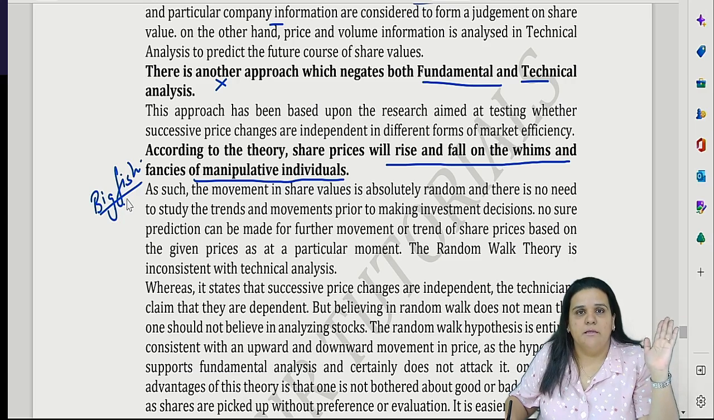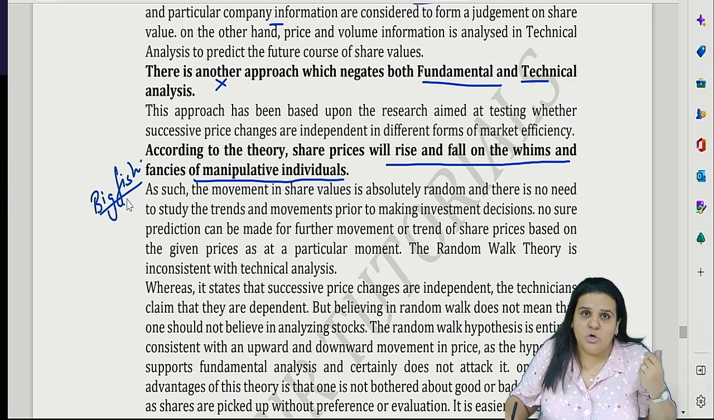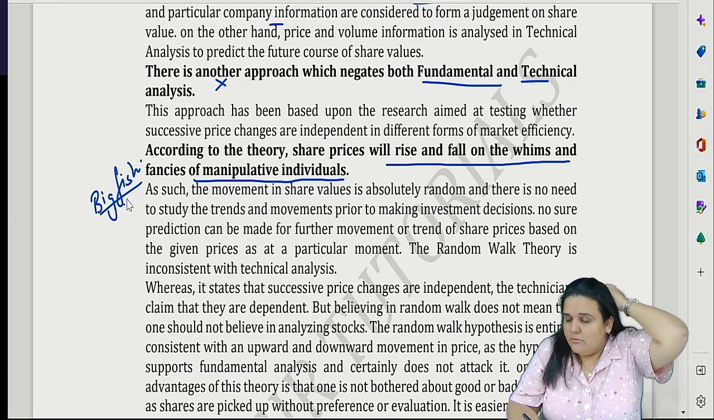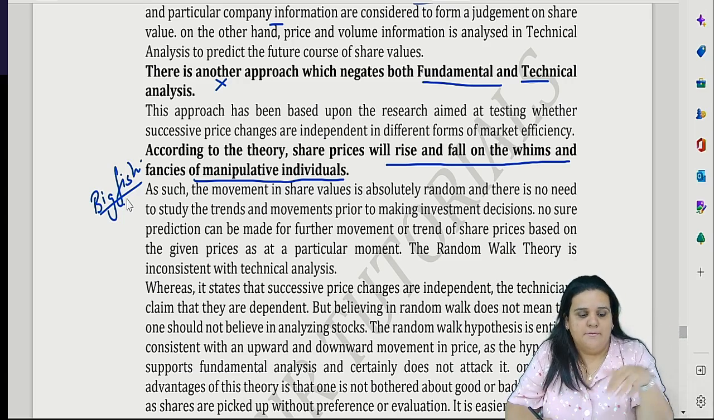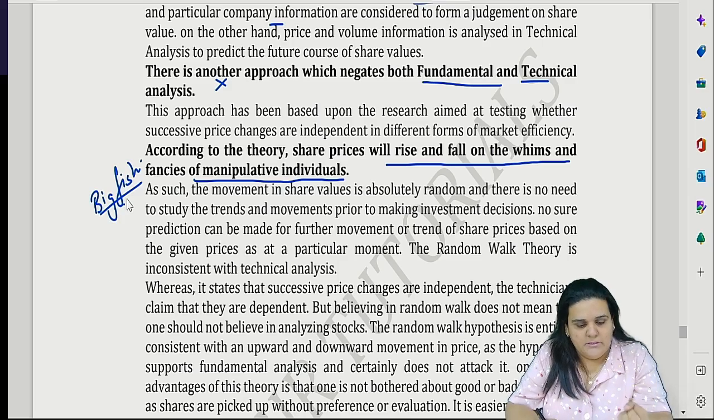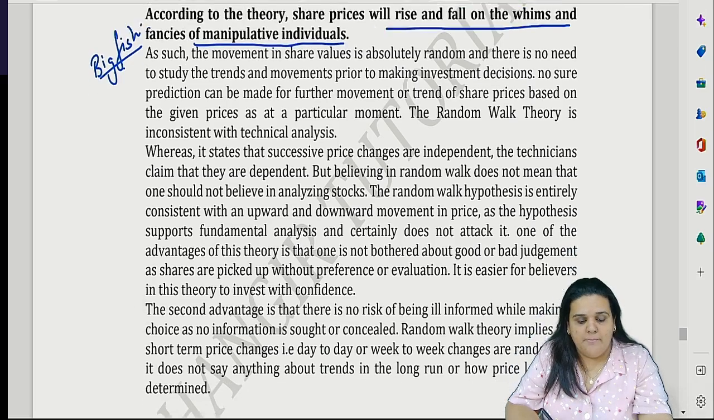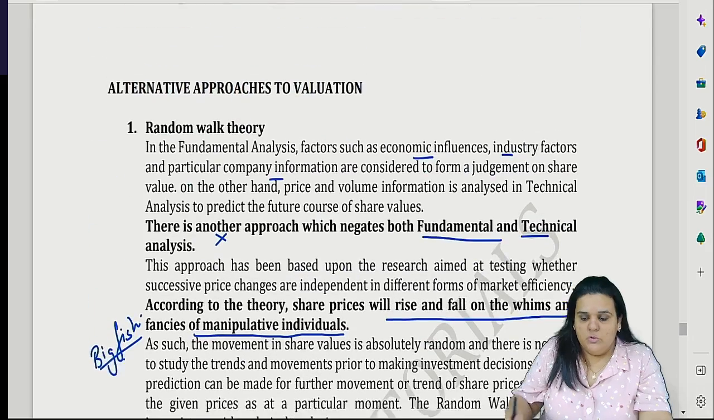People were just believing him. So this is a random walk. Even if that company was not existing, people were investing. I really don't know about that, but the whims and fancies of manipulative individuals are always there. There are big fishes in the market who are still controlling, and because of this a random walk is happening. And these technical charts, if you're seeing them, and the fundamentals, are not going to help you select the best stock.